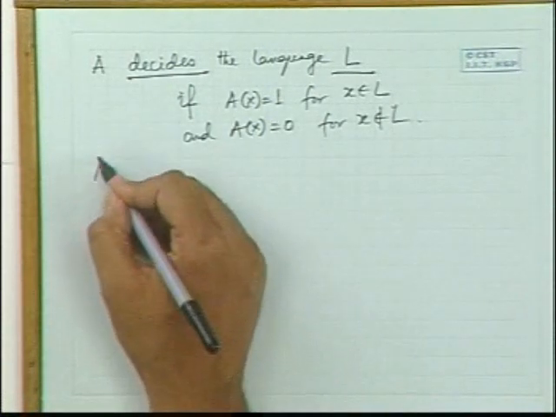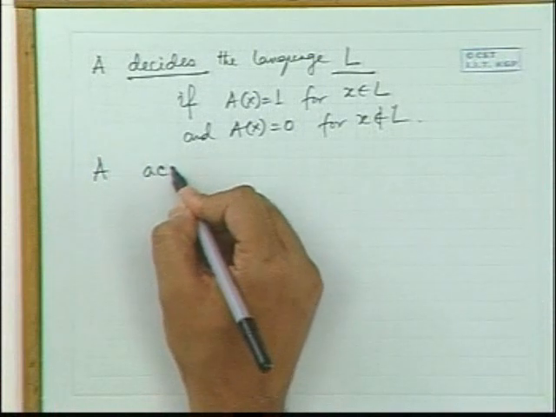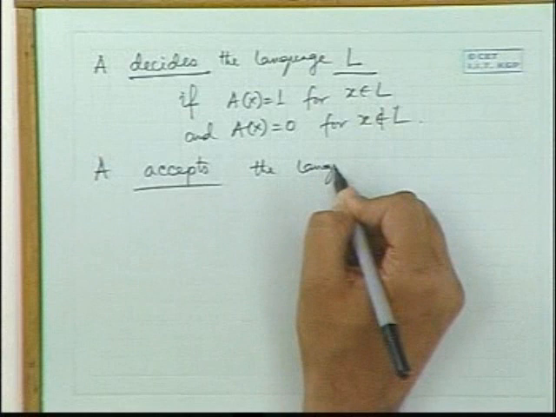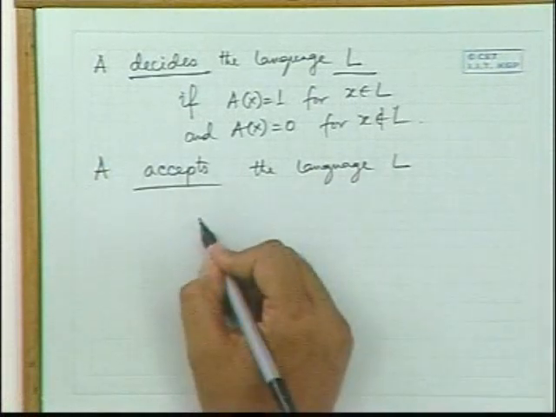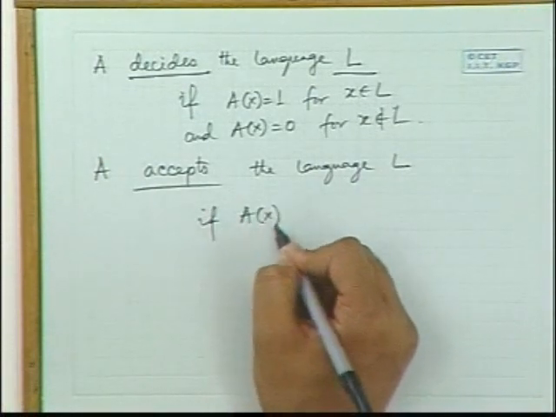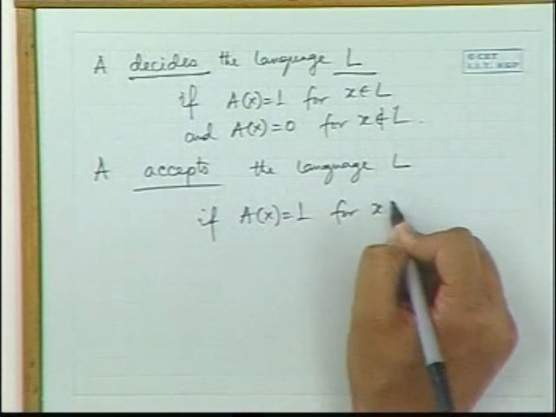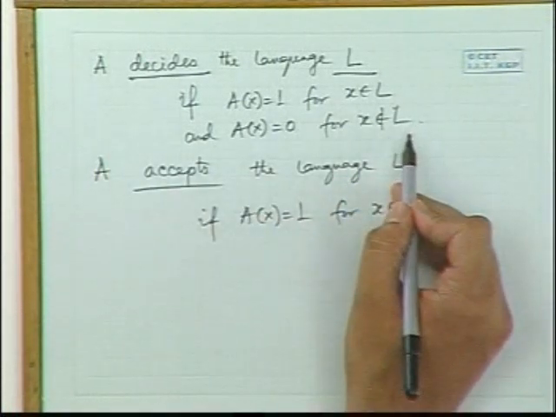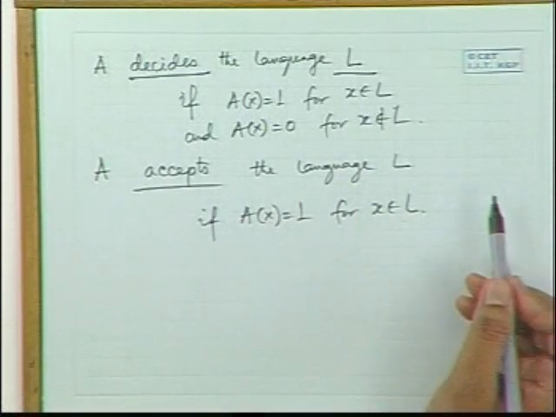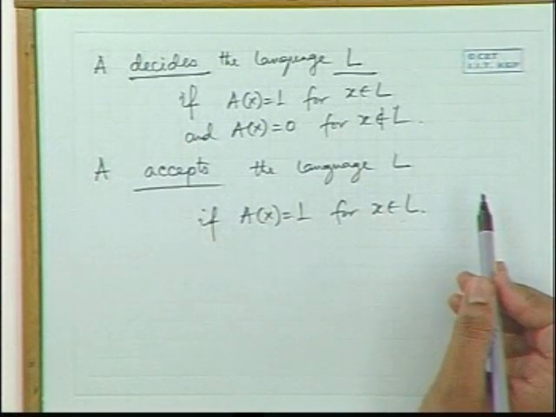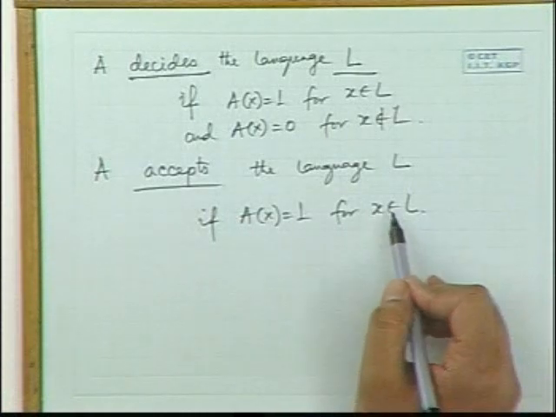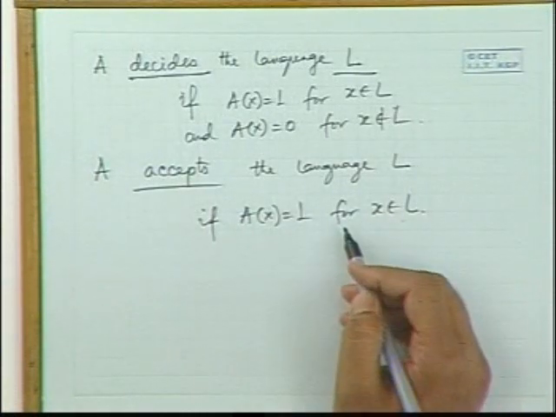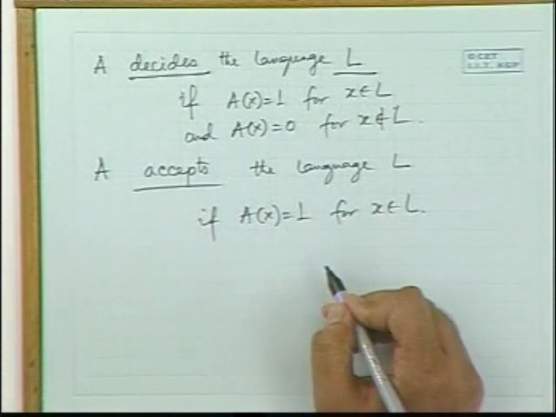And as I said, look at these two definitions. A accepts the language L if Ax is equal to 1 for x belonging to L. This part is missing. Then we say A accepts L. We are not saying anything about what it will do outside L. This distinction is very crucial. I'll tell you why. Let us take this problem.